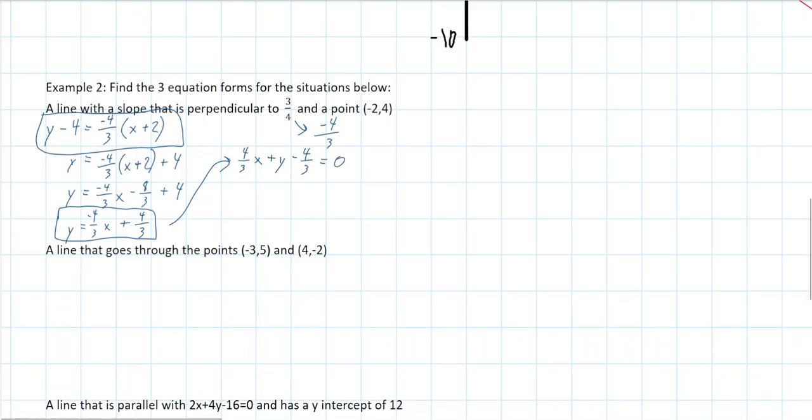Now we're going to multiply the entire thing by 3. To get rid of the fraction, we need to have a positive in front of the x, and we need to have no fractions. So we're getting rid of the fraction. We get 4x plus 3y minus 4 equals 0. And that is our third and final form.